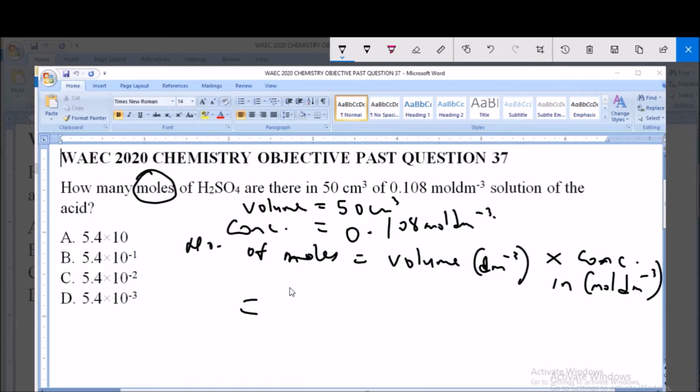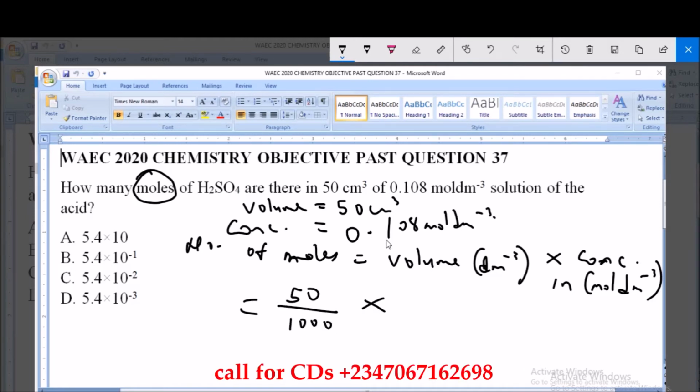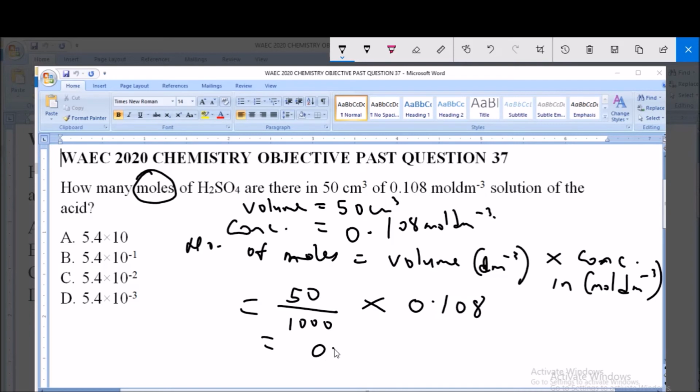So in this case, 50 cm³ to dm³ is 50 divided by 1000, then multiply by our concentration, which is already in moles per dm³, so multiply by 0.108. So this is essentially 0.05 times 0.108, and if you multiply this, it will give you 5.4 times 10 raised to power minus 3.